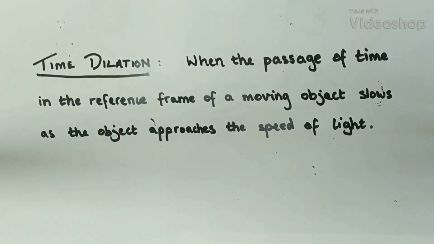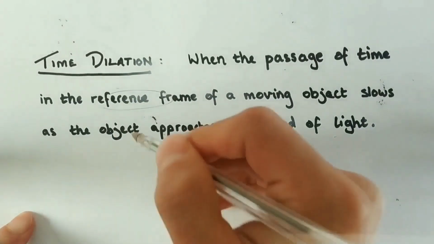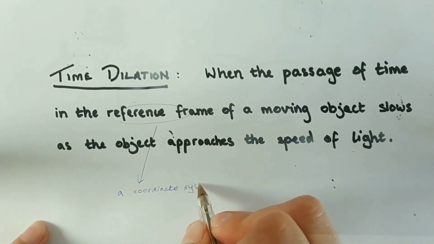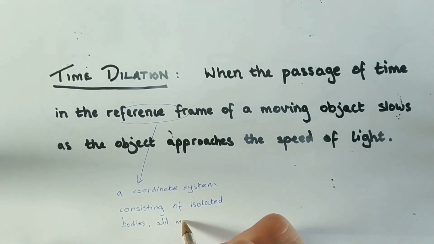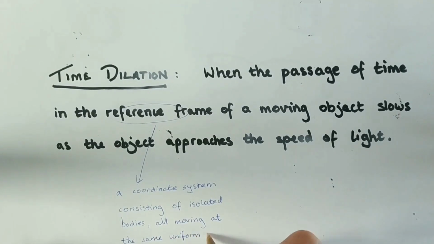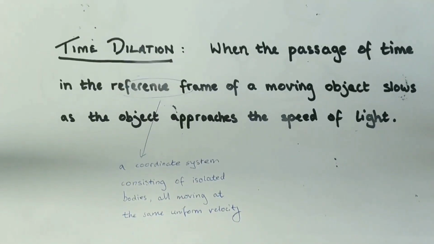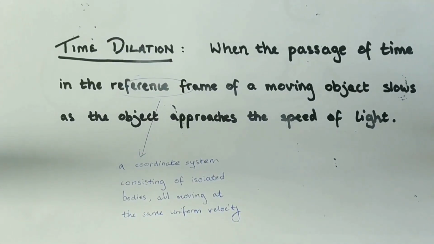Let's introduce the concept of time dilation. What is time dilation? It is when the passage of time in the reference frame of a moving object slows, as the object approaches the speed of light. Now, what is a reference frame? Formally, a reference frame is a coordinate system consisting of isolated bodies all moving at the same uniform velocity. In other words, it is a point of view from which measurements are made.